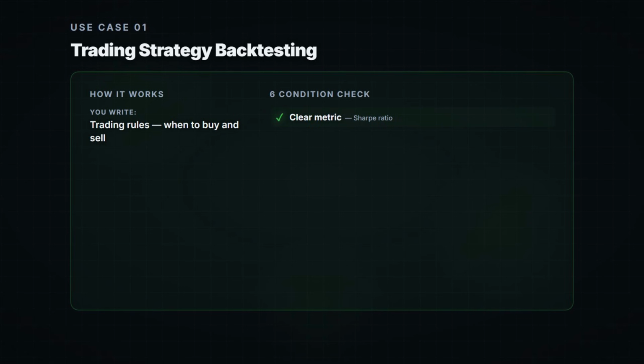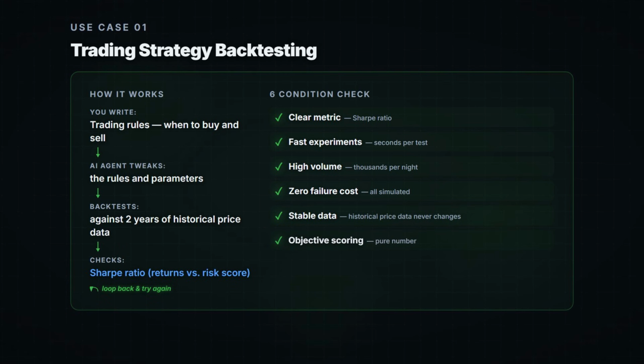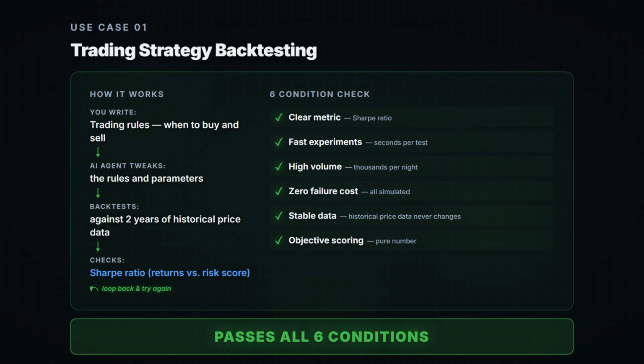Trading strategy backtesting is the strongest fit outside of machine learning. Here's how it works. You write a trading strategy, rules for when to buy and sell. The AI agent tweaks those rules, runs them against 2 years of real historical price data, then checks the Sharpe ratio, which is basically a score for how good the returns are relative to the risk. Each test runs in seconds, and you can do thousands overnight. And since you are testing against historical data, a bad strategy costs you nothing. It's all simulated. It passes every single one of our 6 conditions.